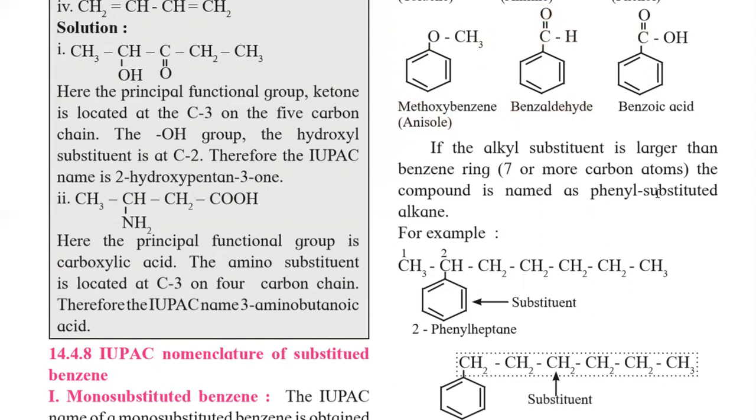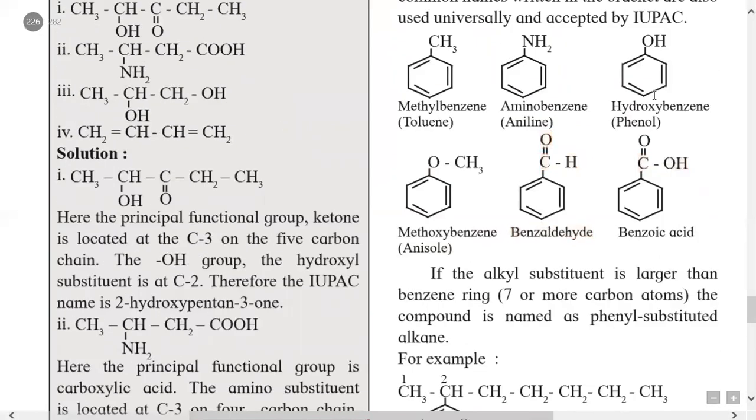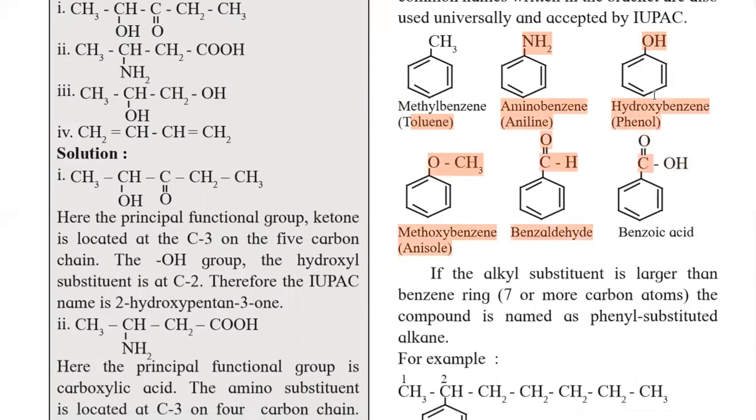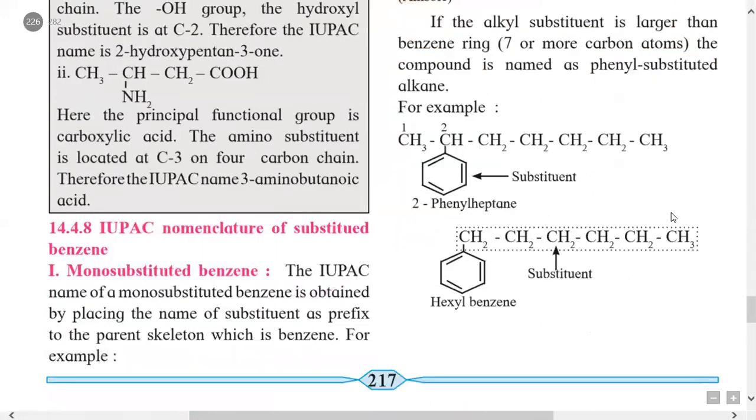An aldehyde functional group present in the benzene is called benzaldehyde. And if a carboxylic acid group is present in the benzene, it is called benzoic acid. So these are some common names used in IUPAC nomenclature: toluene, aniline, phenol, anisole, benzaldehyde, and benzoic acid. Remember these names. We are using these names many times in the IUPAC system.